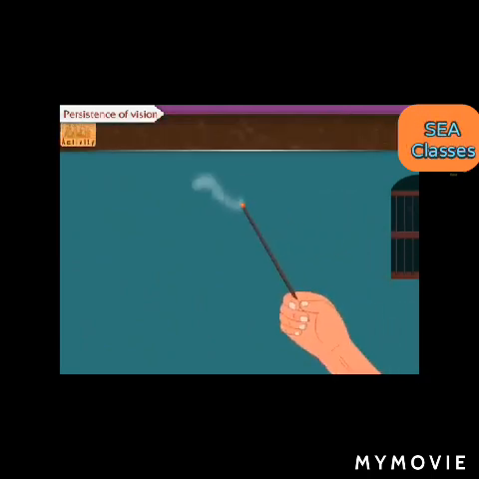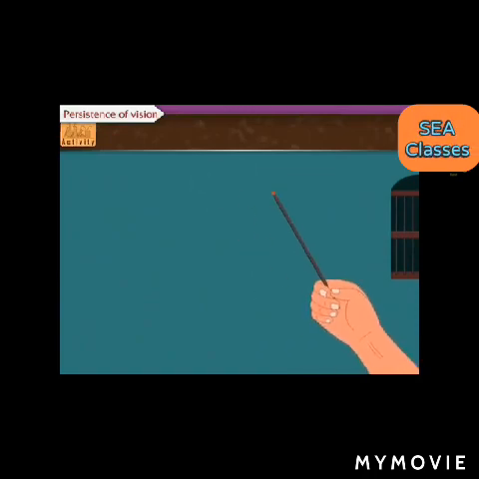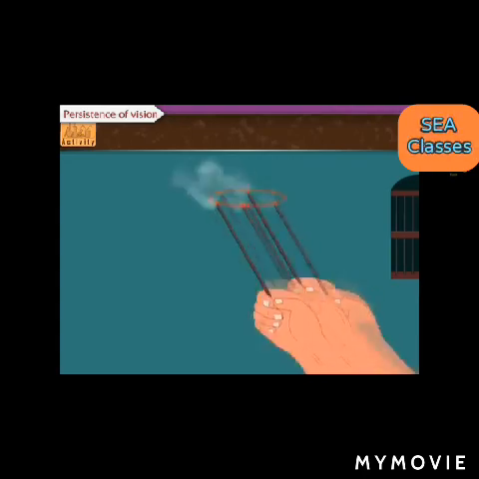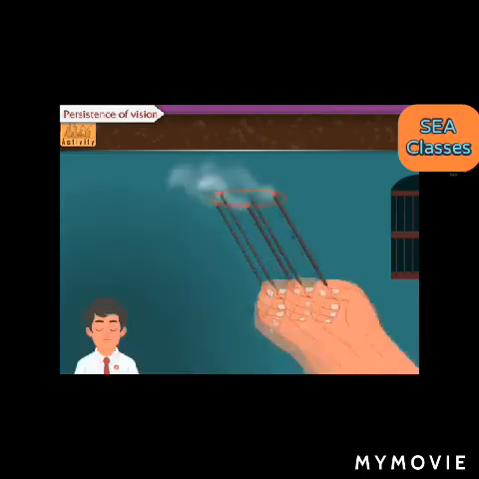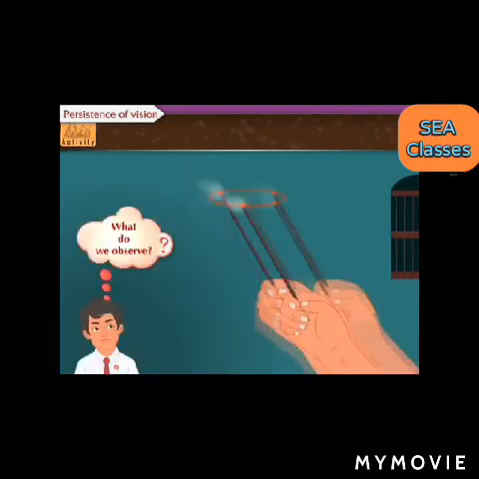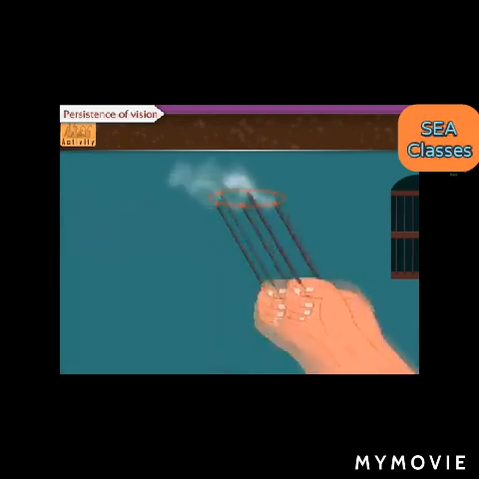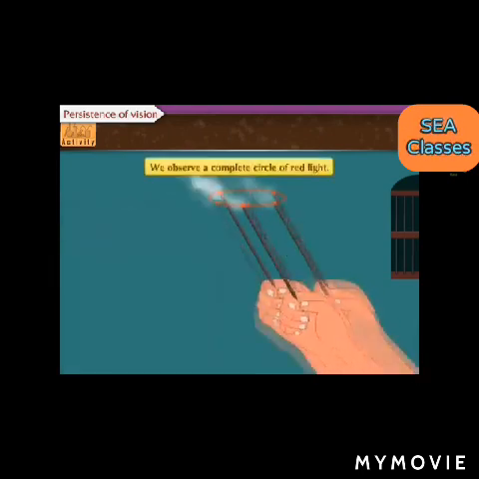Persistence of vision. To know this concept, let us perform some activities. Activity 1. Let us take a burning incense stick. Now let us move it rapidly so that its burning end describes a circle. What do we observe? We observe a complete circle of red light.